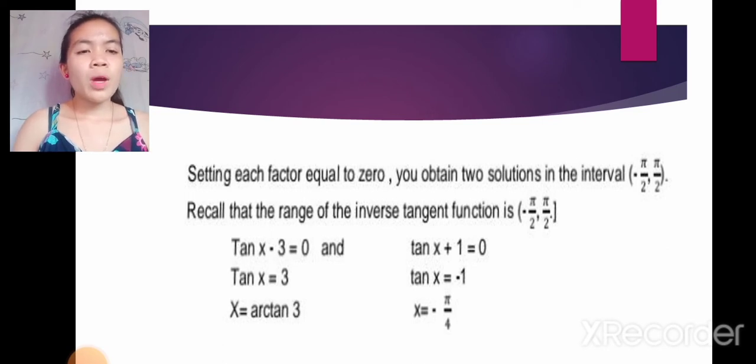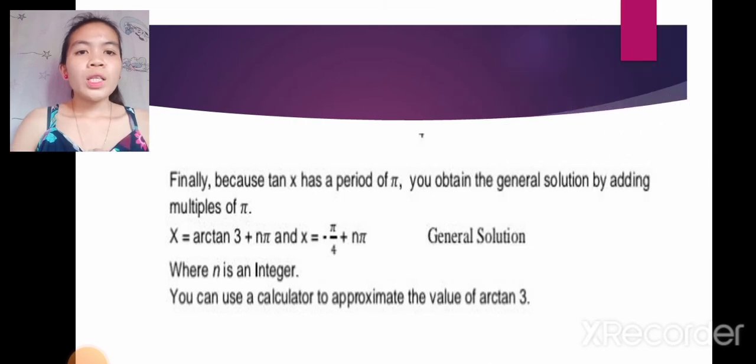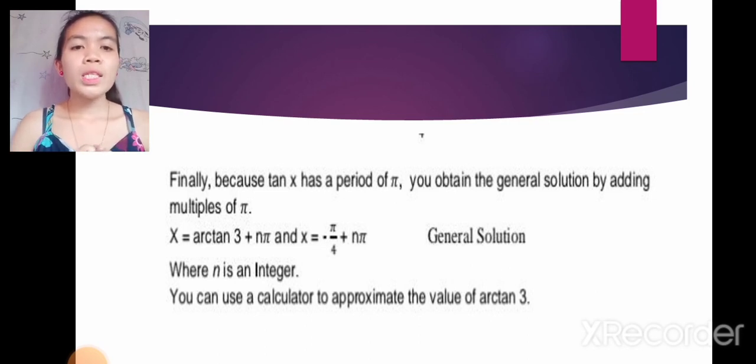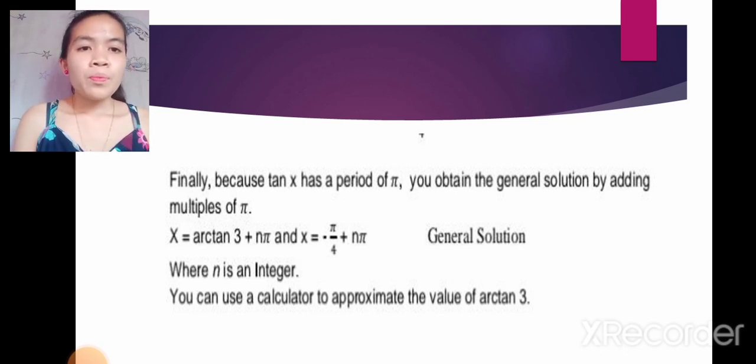Second, tan x plus 1 = 0. Let's add negative 1 to both sides. So tan x = negative 1, so x = negative pi/4. Finally, because tan x has a period of pi, you obtain the general solution by adding multiples of pi. So x = arctan 3 + n pi and x = negative pi/4 + n pi. So that's the general solution, where n is an integer. You can use a calculator to approximate the value of arctan 3.